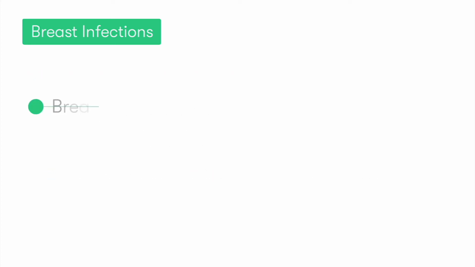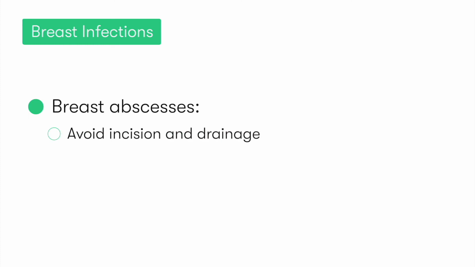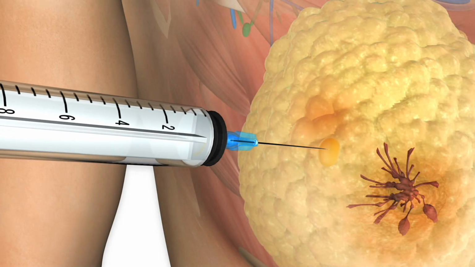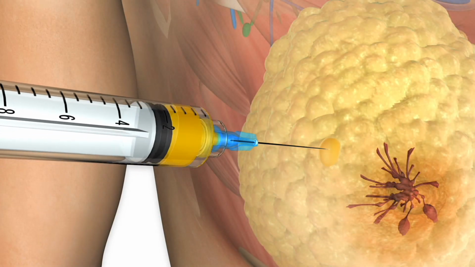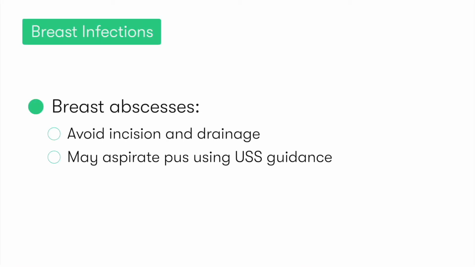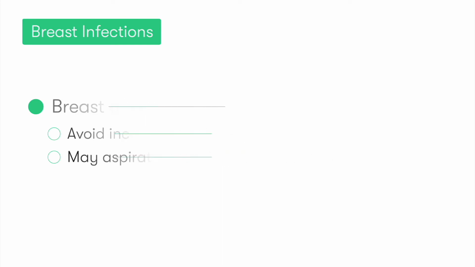In cases where a breast abscess is identified, it's important that we try to avoid performing any incision and drainage, because of the significant risk of a poor cosmetic outcome with this type of intervention. Therefore, we primarily treat breast abscesses with ultrasound-guided needle aspiration, as well as the administration of broad-spectrum antibiotics. And in most cases, this combination of interventions allows the abscess to completely resolve.